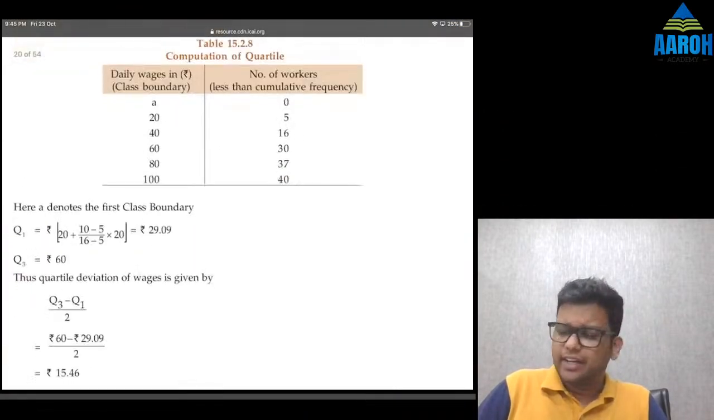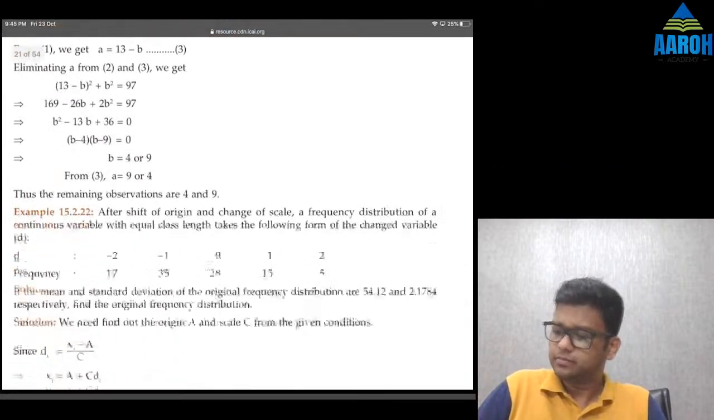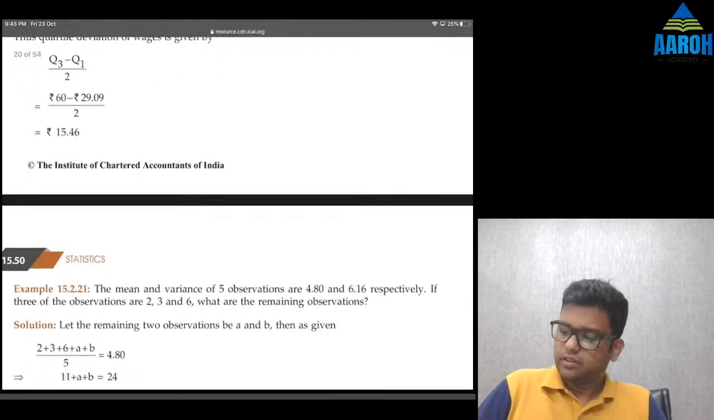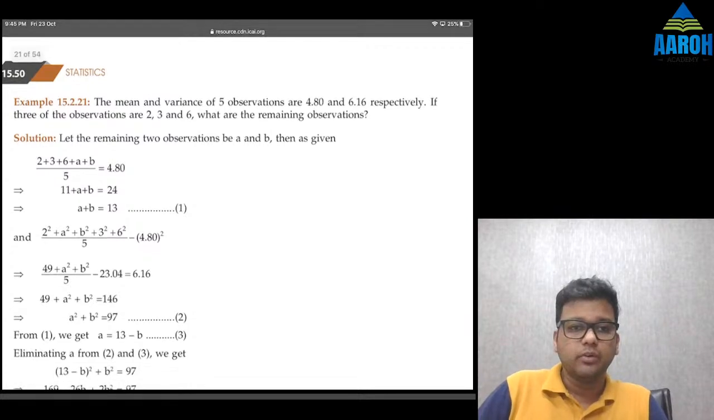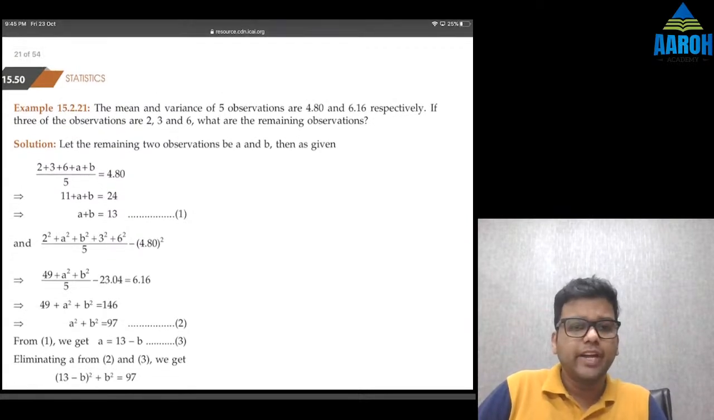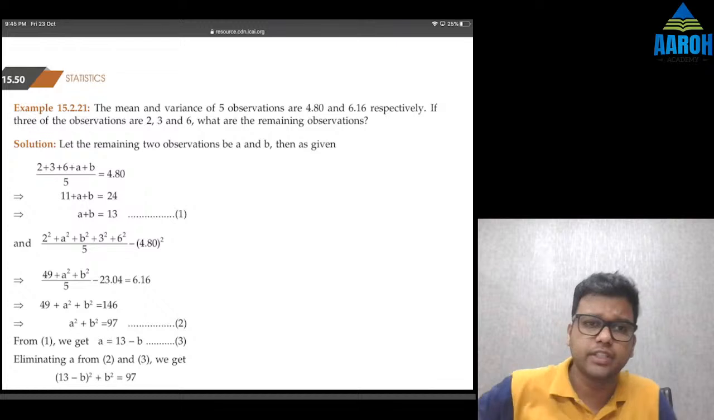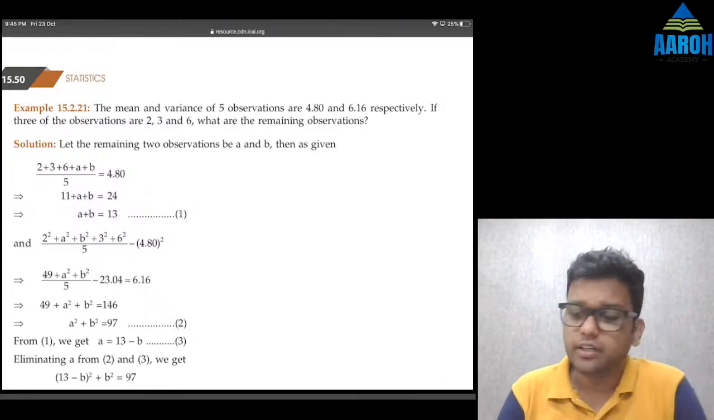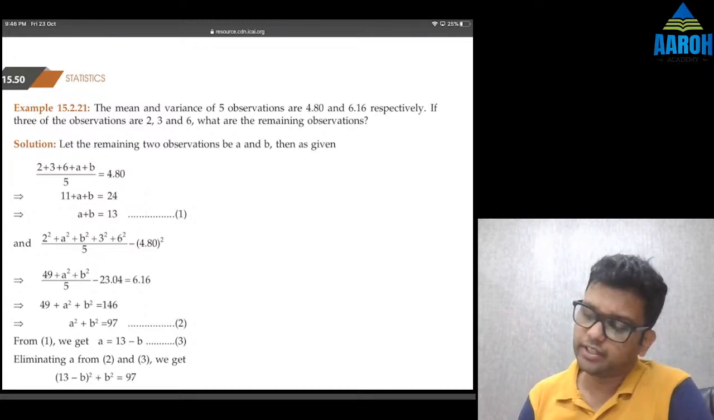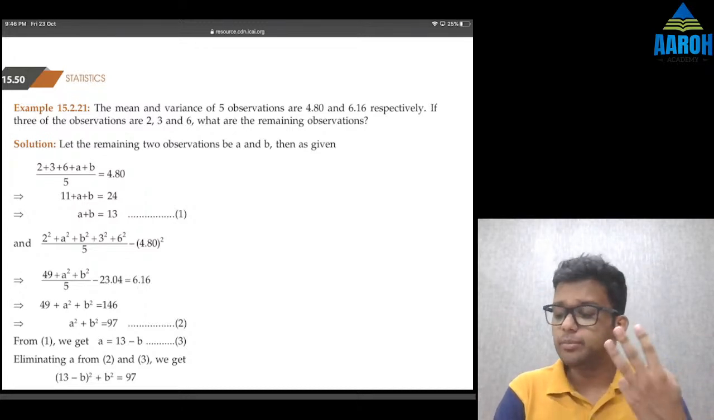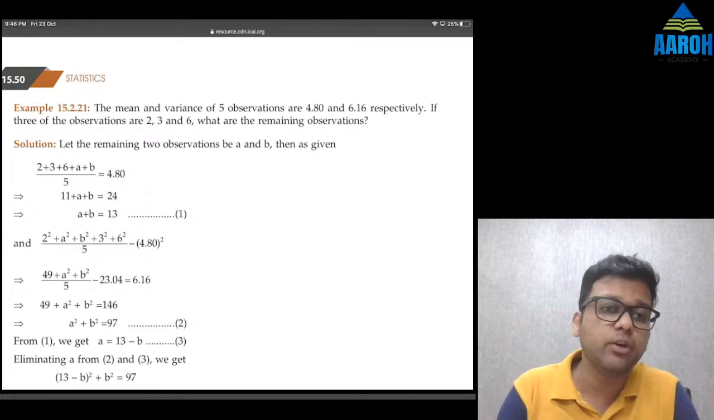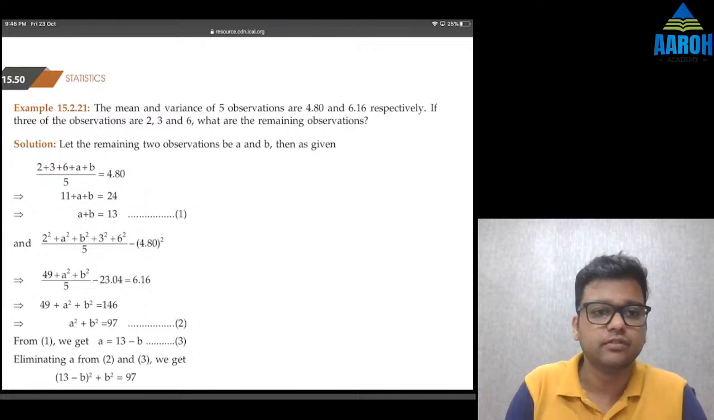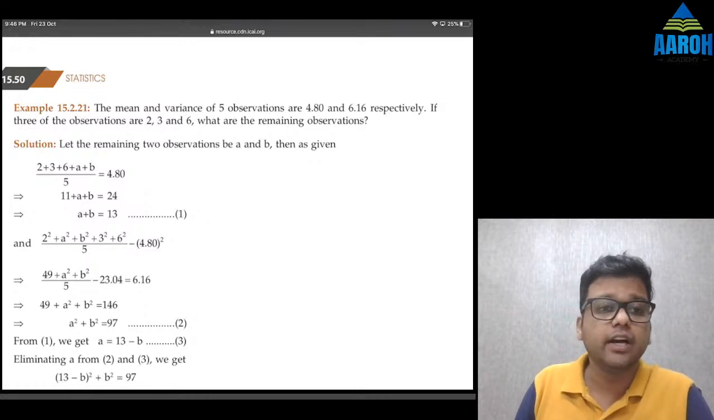Okay, quartile deviation, there is nothing different. This kind of question is a good one now. This question number 21, this kind of question is a good question now. Understand, the mean and variance of 5 observations are given, and 3 of the observations are given to you, and what are the remaining observations? That is what they are asking. Okay, let's not take their example, let's take our own example.